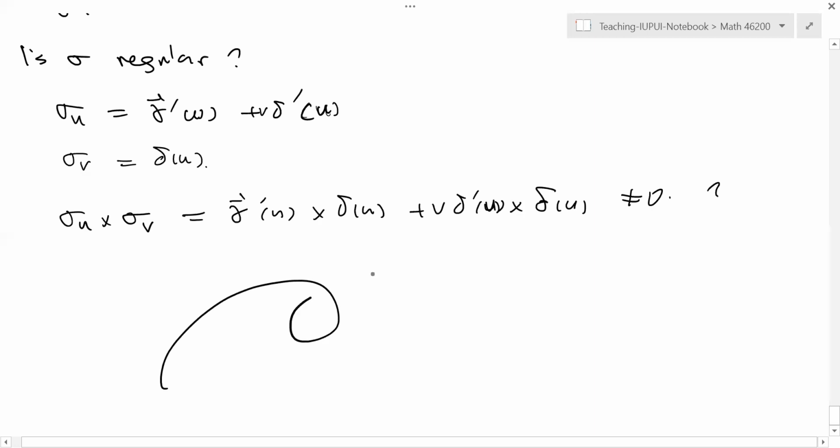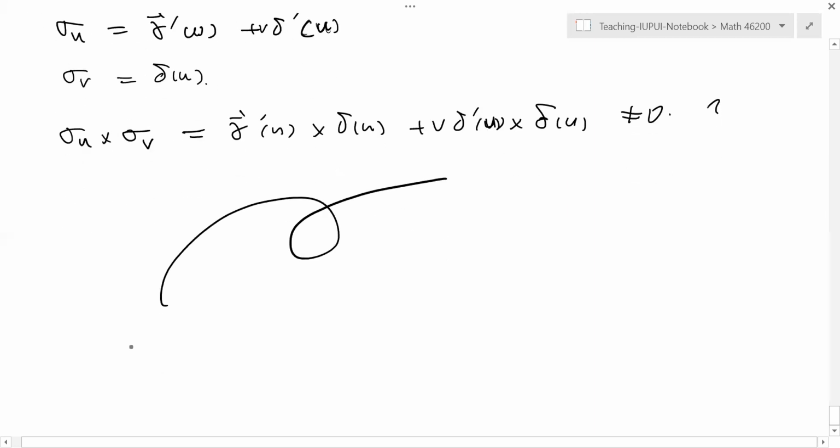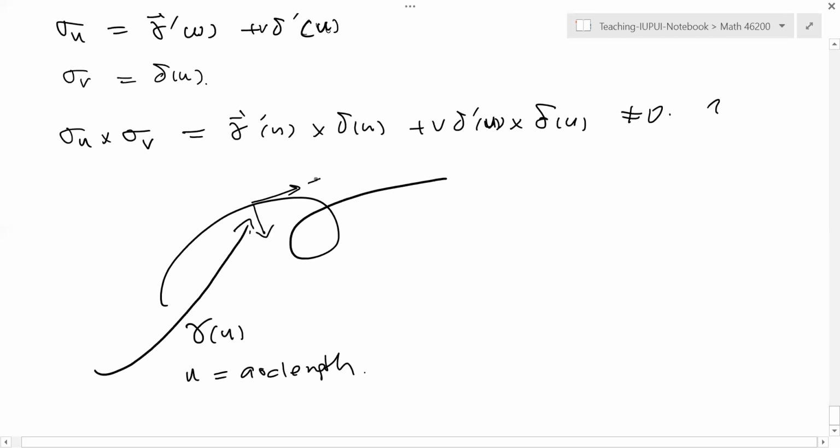So along the curve, there are three vectors you can choose, right? We assume that gamma is the arc length. So you actually have three vectors: this is t, that is n, and b is t cross n, right? Remember this. So I can choose any of them, okay?